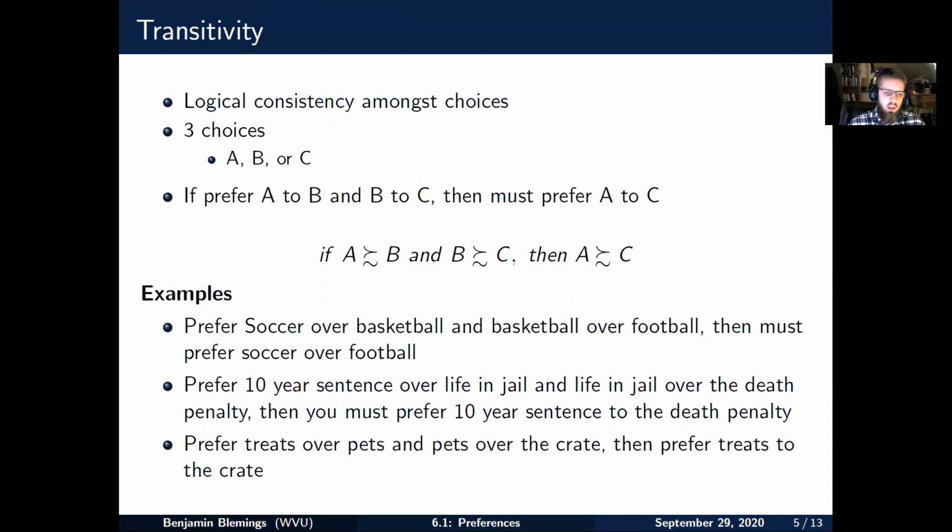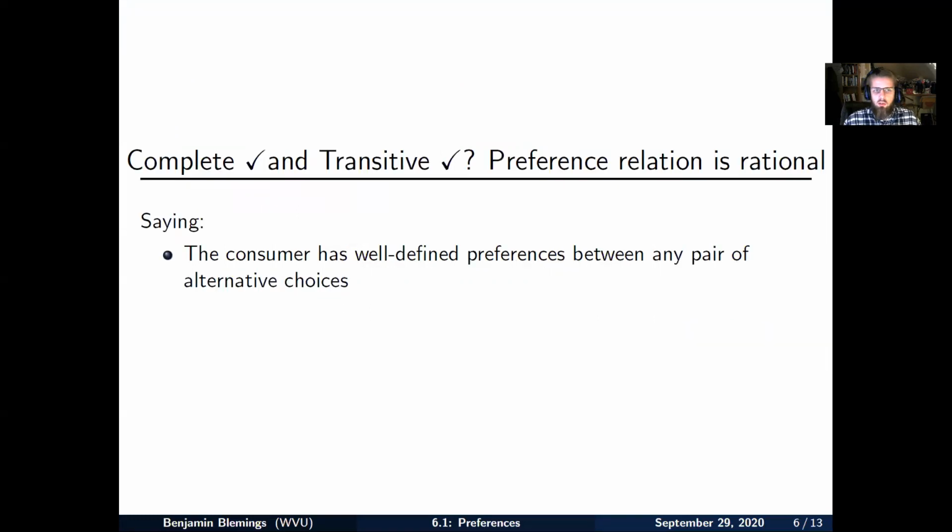And then finally, if you prefer treats over pets and pets over the crate, then you prefer treats to being in the crate. That would be transitive preferences. And if we have those two things, complete and transitive preferences, then we say that the preference relation is rational. And so the consumer has well-defined preferences between any pair of alternative choices.